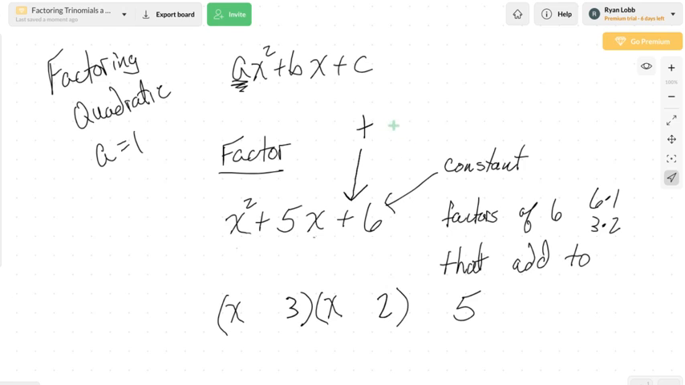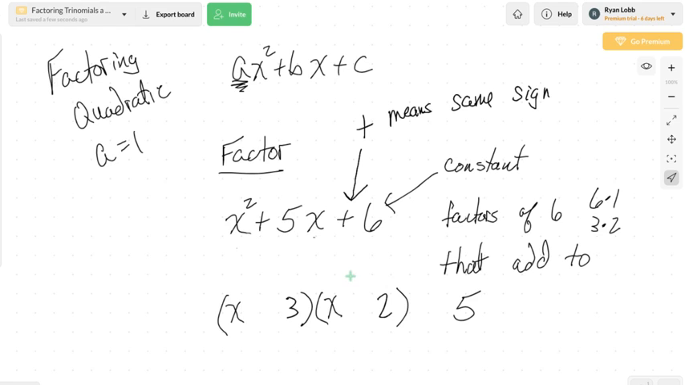Plus means same signs. So in other words, the sign in here, plus or minus, and the sign in here, plus or minus, are going to be the same. When you see a plus at the end, I have to have the same sign, because to get a positive 6 when I multiply 3 times 2, it's either positive 3 times positive 2 or negative 3 times negative 2. So the plus there means the same sign.